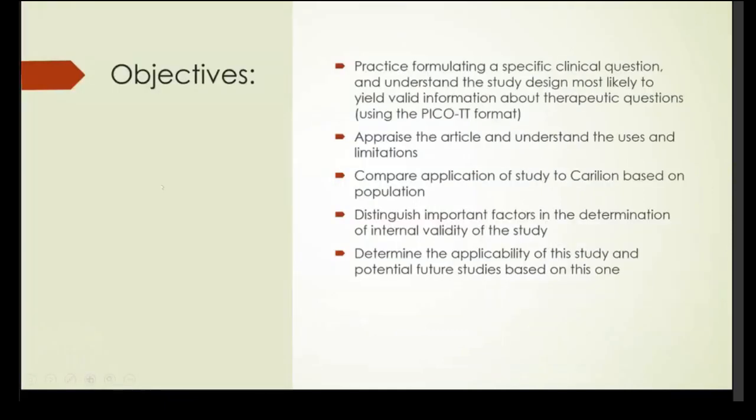All right, so what are the objectives for this talk? The objectives will be to practice formulating specific clinical questions, using that to help understand this paper, starting with the PICO format, trying to appraise the article and understand its uses and limitations, to distinguish important factors in the determination of the validity of the study, and to figure out how to apply it and maybe consider potential future studies.